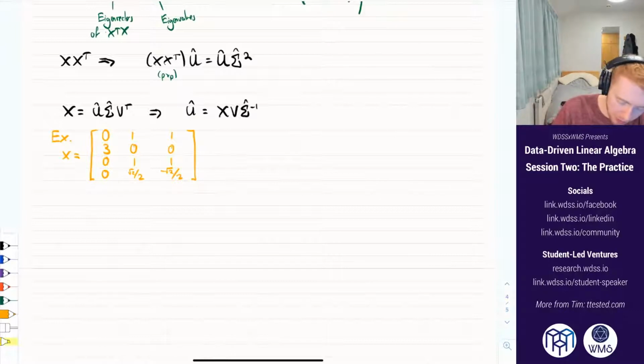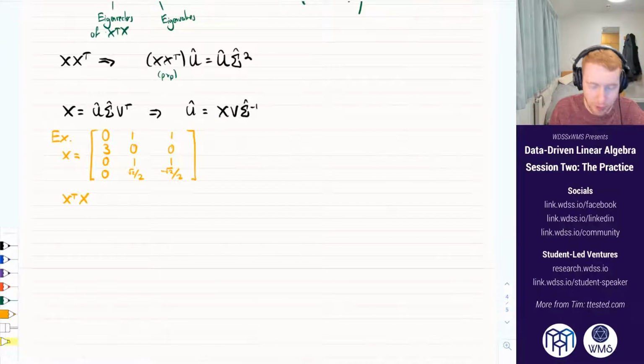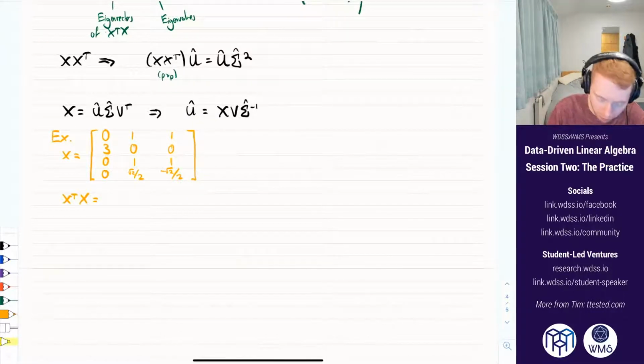So the first thing we're going to have to do is compute X transpose X. So this will be a 3x3 matrix. I'd much rather work with that than the 4x4 matrix that is X X transpose. And that's going to be the inner product of all of these columns here.